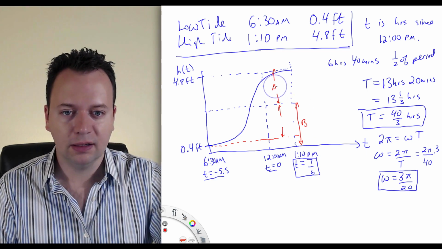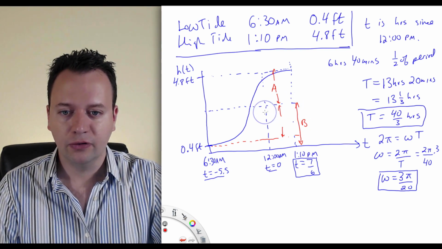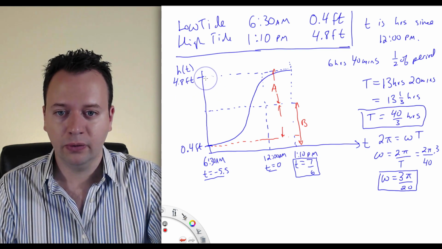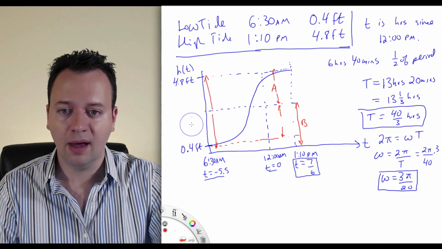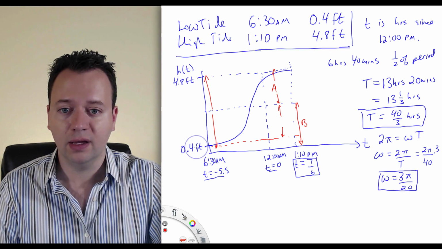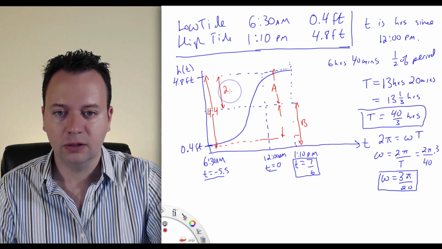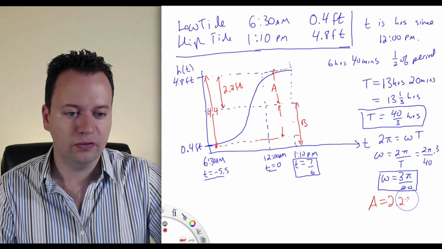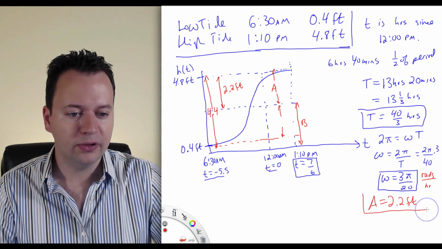Basically, we can just use this picture to figure out what the midline and the amplitude are. First of all, let's look at the amplitude. To find the amplitude, we want to look at the distance between the high tide and the low tide. So 4.8 feet minus 0.4 feet is going to give us 4.4 feet, which means the amplitude is 2.2 feet. So the amplitude A is 2.2 feet.